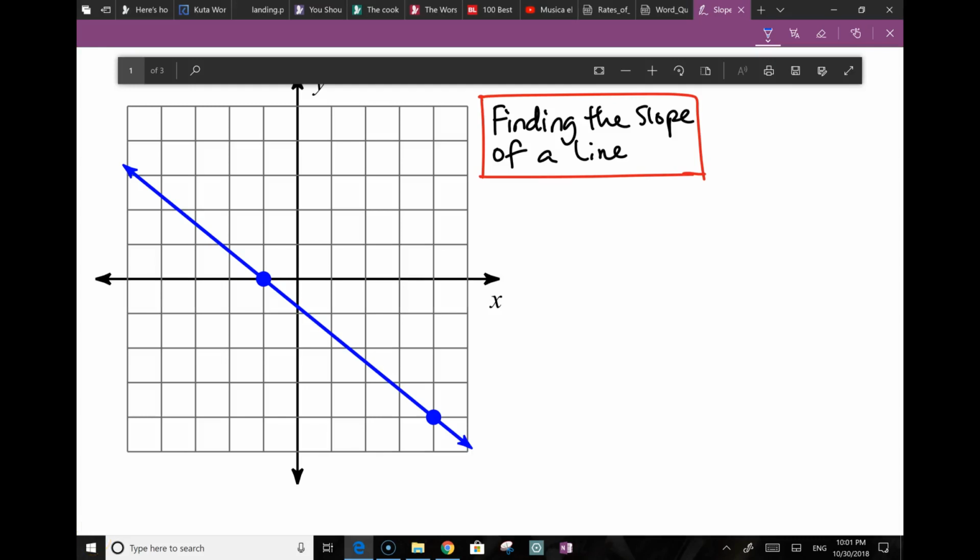Hi everybody. In this video I'm going to talk about how to find the slope of a line. There are two methods in particular that I'm going to show you. One is by counting and the other is by using a calculation. So let's go ahead and begin.